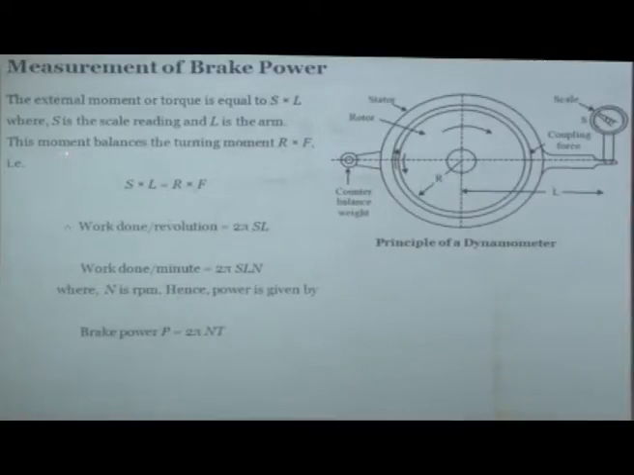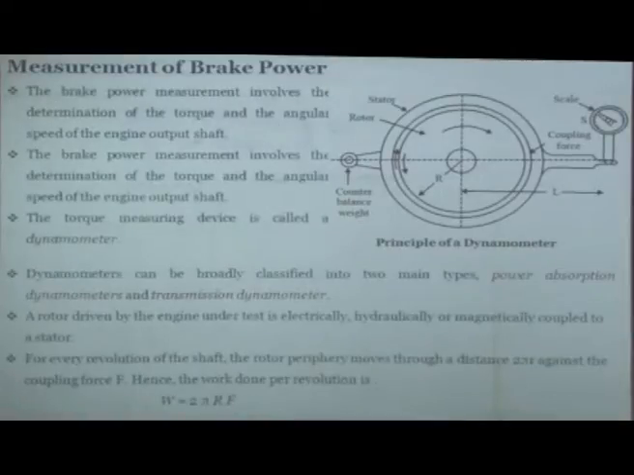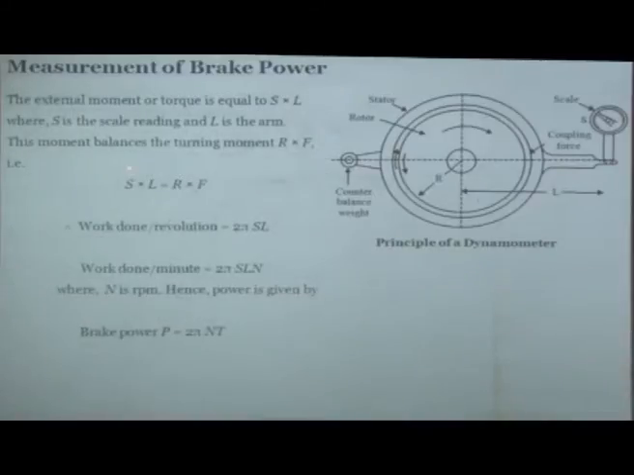the external moment or torque will be equal to S into L, force into distance. Torque is force into distance. So the moment balance, these two moments balance each other, so this is R and the force is F, and this distance is L and this is S, so S into L will be equal to R into F. Okay, so the work done per revolution W equals 2 pi RF, which will be 2 pi SL. Okay, so work done per minute will be 2 pi SL into N. N is what? RPM. Okay, N you measure in RPM. So the power output will be given by 2 pi NT.